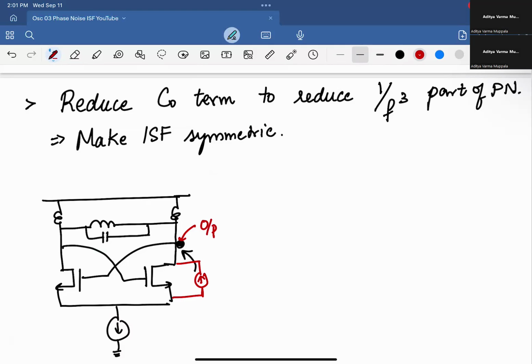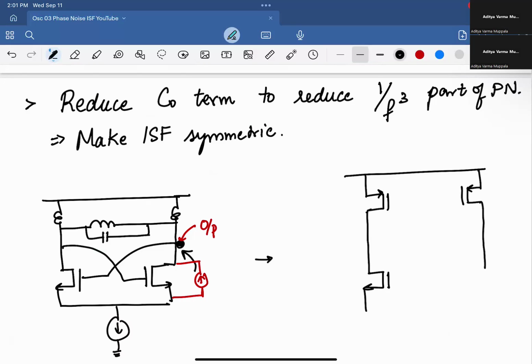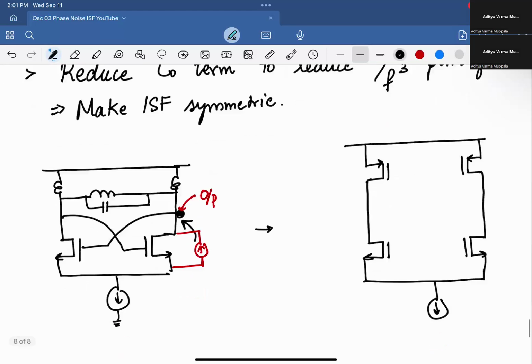So what you can do to improve this is you can make this a bit more symmetric in topology. You put a PMOS on top, essentially. And what that does is that it makes the rise time and the fall time of the oscillation symmetric, which leads to a symmetric ISF.